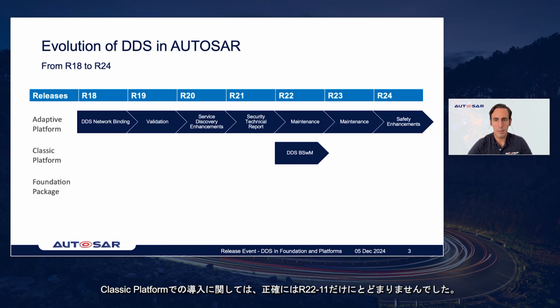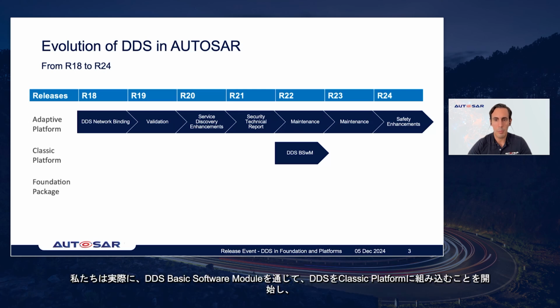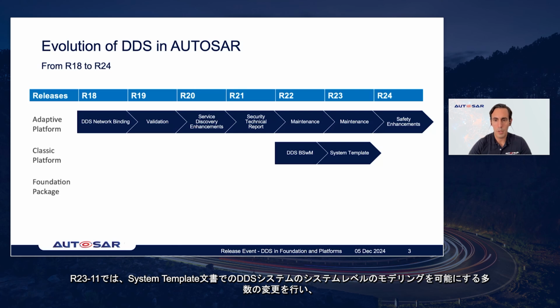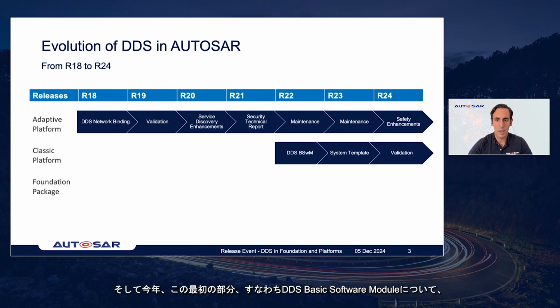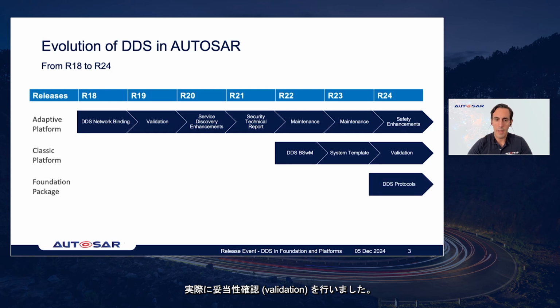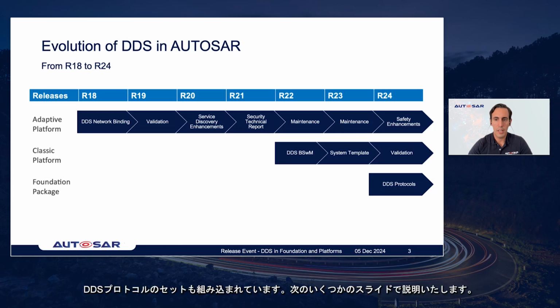When it comes to the classic platform, we didn't exactly stop in release 22-11. We actually started incorporating DDS into the classic platform through the DDS basic software module, which was quickly improved in release 23-11 with a system template set of changes that enabled system-level modeling of DDS systems. And this year, we have actually validated the first part of this, so the DDS basic software middleware module, sorry. And then when we look at the foundation package, this year we have also incorporated a set of DDS protocols, which I will describe in the next few slides.